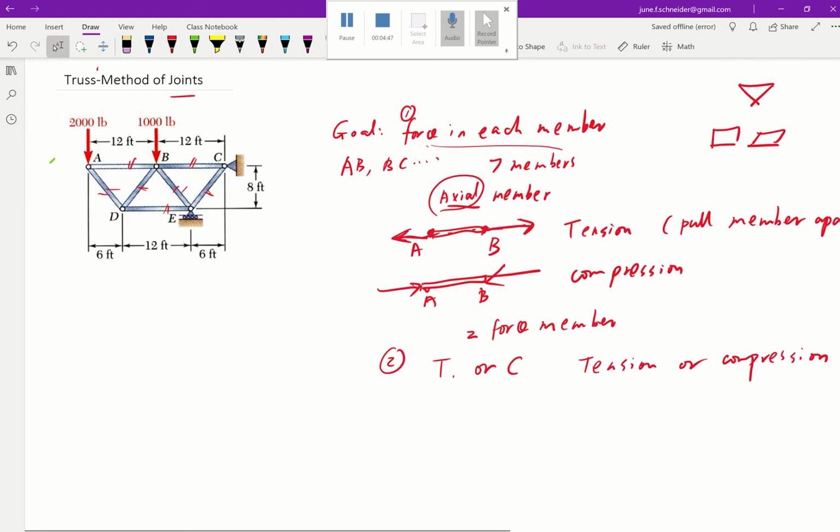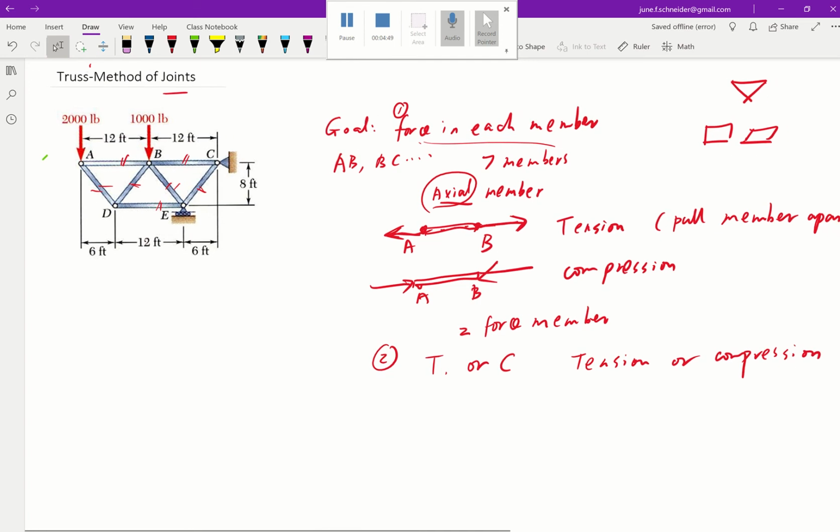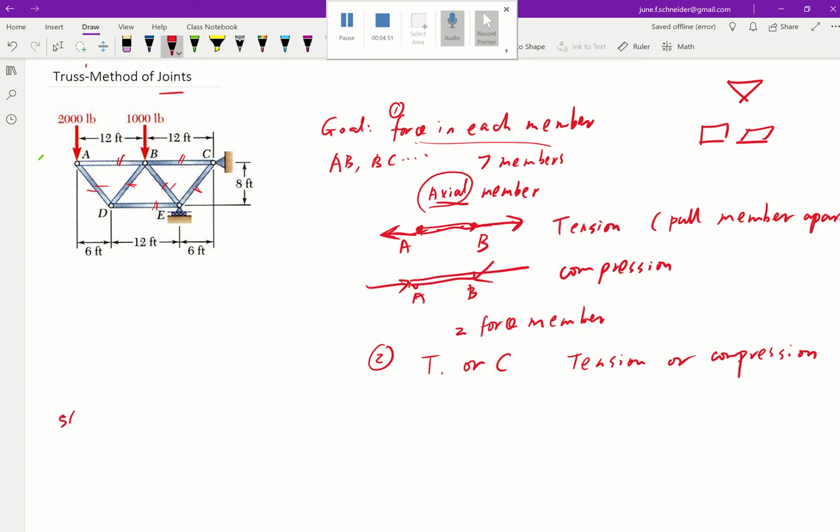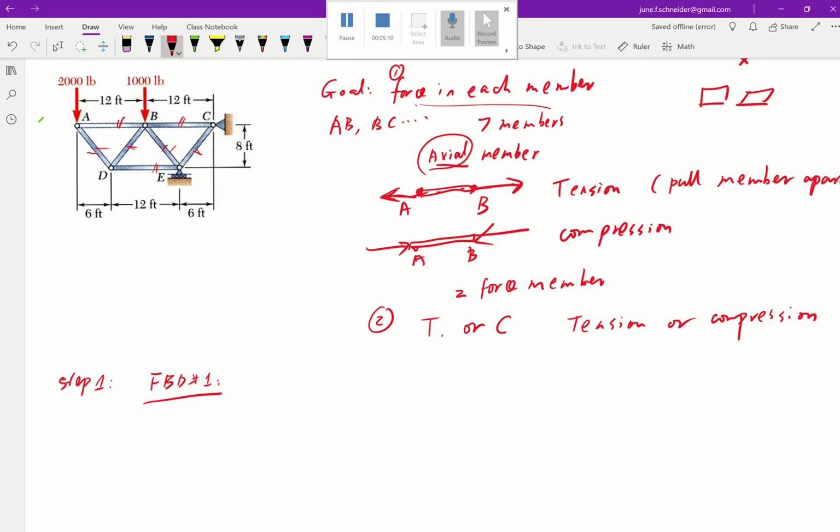How do we approach a truss problem? First of all, let's look at our steps. Step 1, we're going to look at this entire FBD, instead of looking at each individual member. First we're going to look at this entire structure, just like how you did it for frames. So if I were drawing this entire structure, I will have something like that.